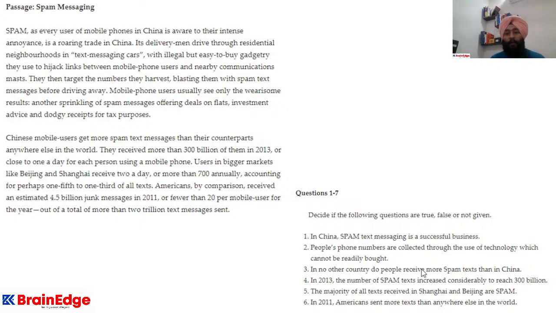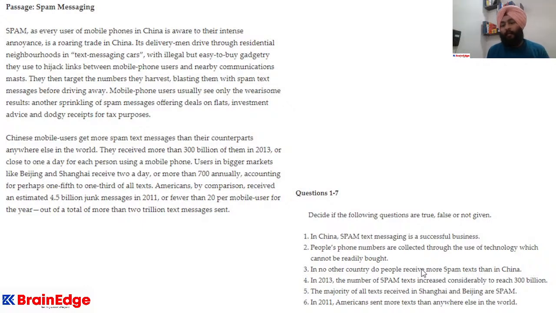Okay, third question. In no other country do people receive more spam texts than in China, right? So let's see. And if you observe one thing, every answer is in a single line. I can say this is an easy reading because every answer is in a single line, full stop to full stop. I'll discuss with you what this full stop to full stop funda is. It is a way of tracking your answers.